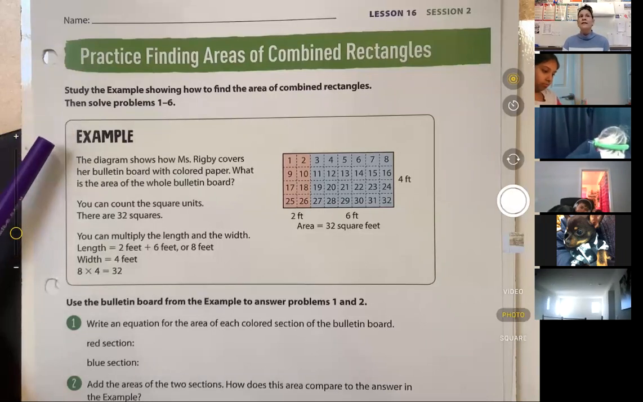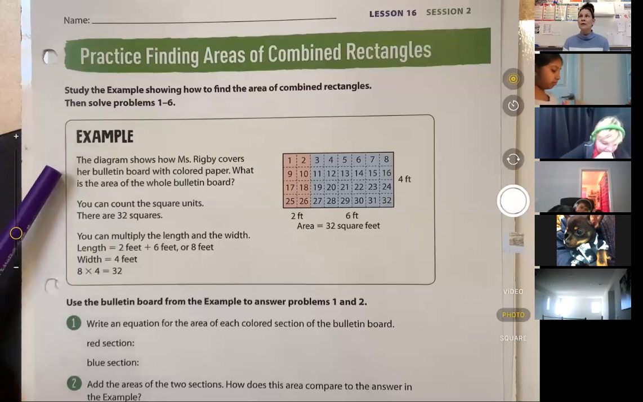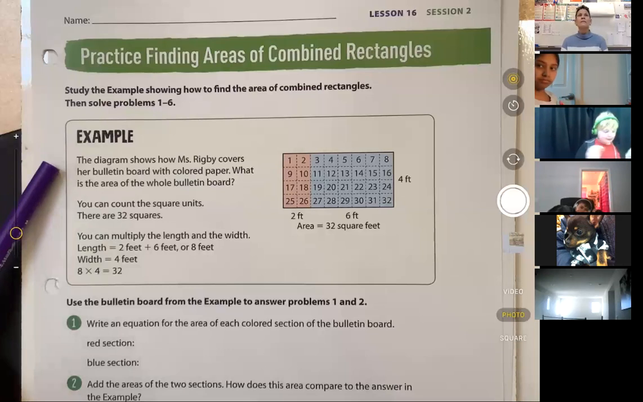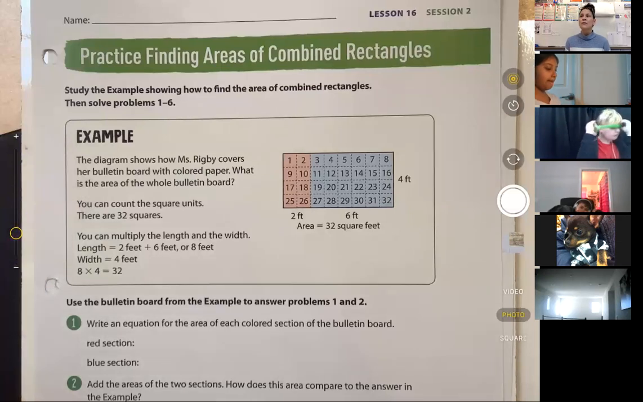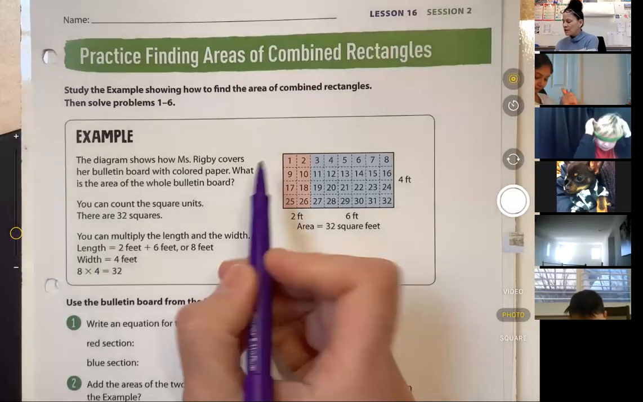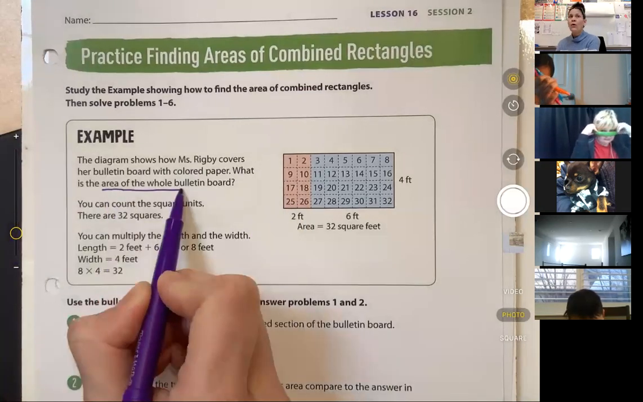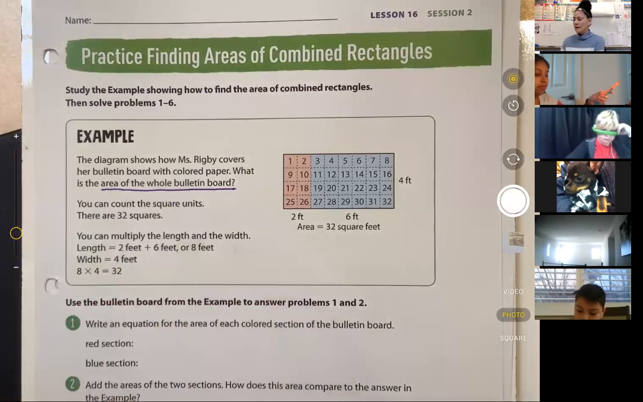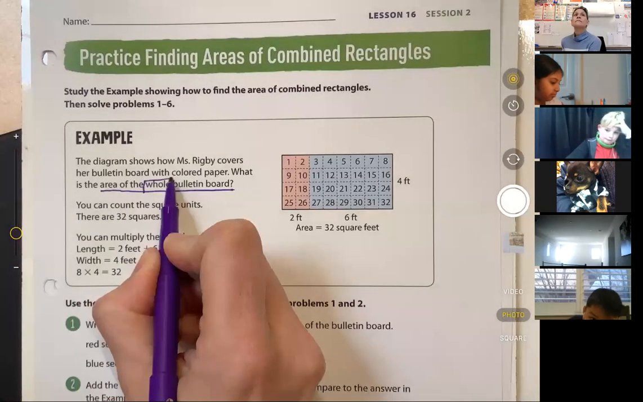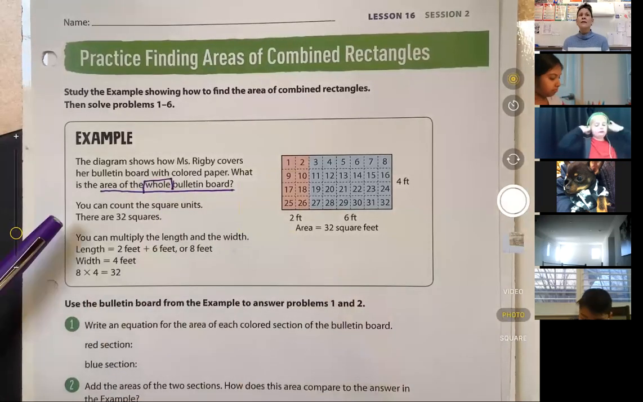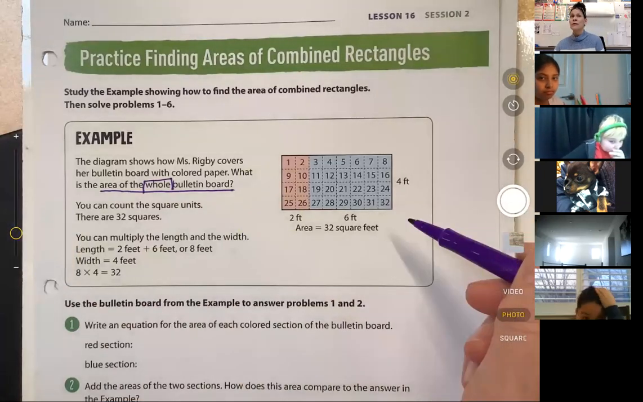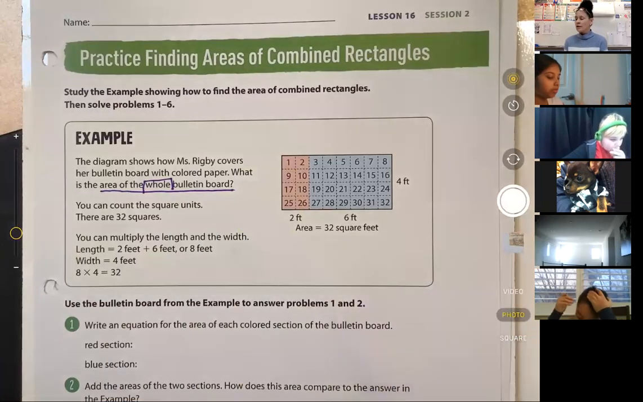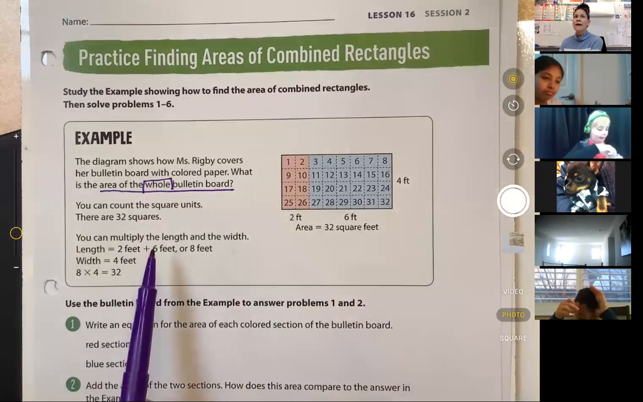Here's the example. The diagram shows how Miss Rigby covers her bulletin board, like, of course, what's behind me, with colored paper. What is the area of the whole bulletin board? So again, friends, going back to those close reading skills, my question is about the area of the whole bulletin board. Not part of it, all of it. Okay? So it says that you can count the square units. You can see here that there are 32 total square units, right? Or you can multiply the length and the width.